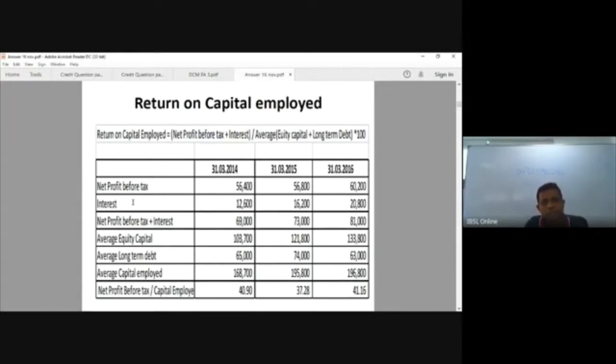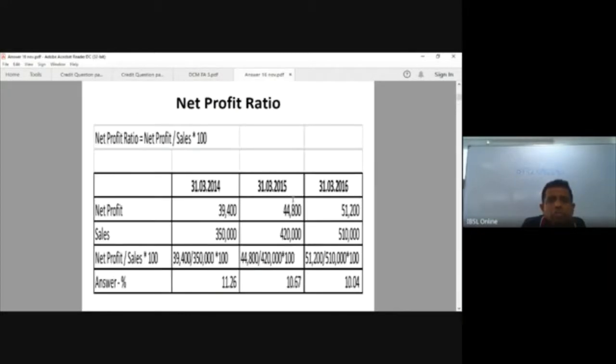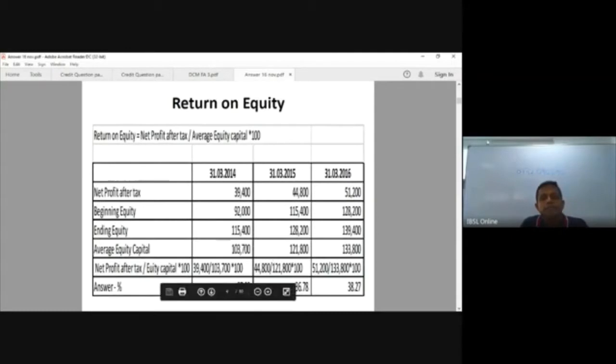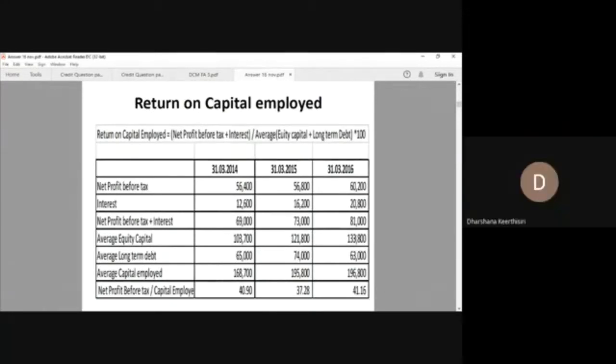Then take the average equity capital and average long-term debt capital. How do you calculate this average equity capital? Here we have already calculated average equity capital in the previous ratio calculation. From that we can easily get the average equity here. Excuse me, it is going so fast. Can you explain a little slowly? Right. Okay.